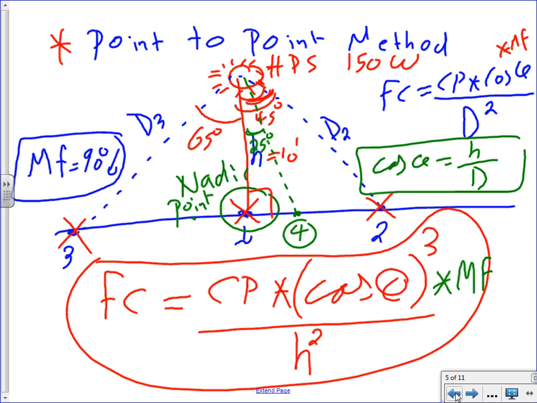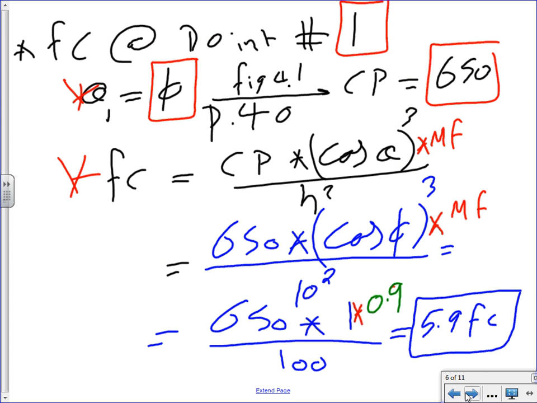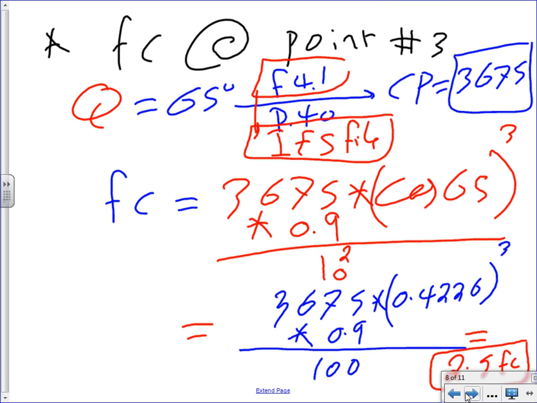Cool. Now we do the same calculation at 0.4. No question asked, right? Okay. Now I want you guys to tell me though. I have 5.9, I have 3.8 and 2.5. What is the minimum foot candle? 2.5. What's the maximum foot candle? 5.9. What's the average? Let's find the average, right?